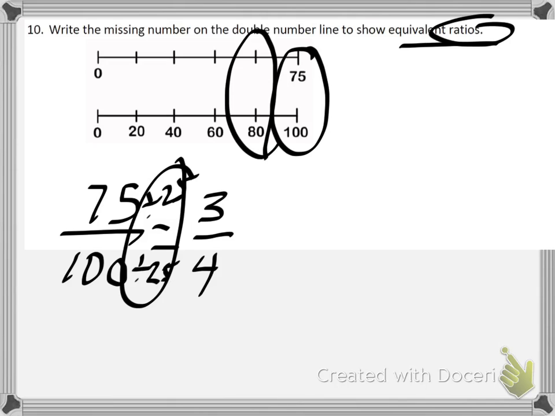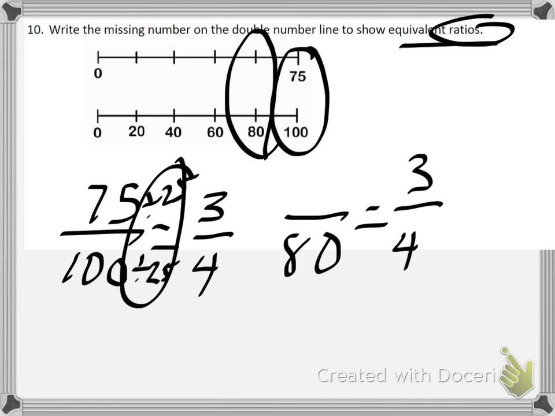So for instance, here with 80, we have something over 80 which equals 3/4. So we can see right here, this means times 20. So we're going to multiply this times 20, and this right here is going to end up being 60. So 60 over 80. Okay. So that will work on all of these.